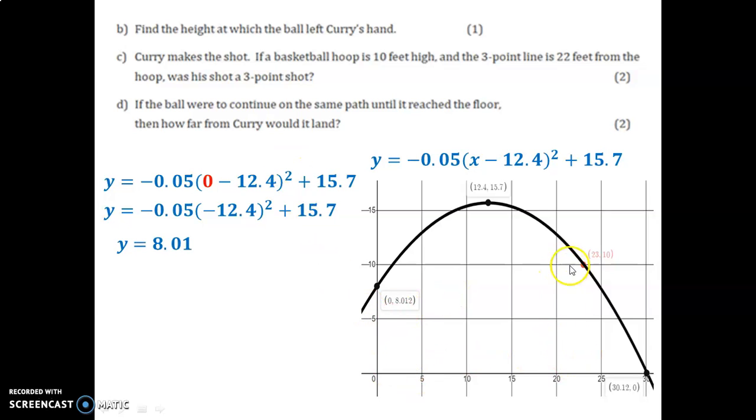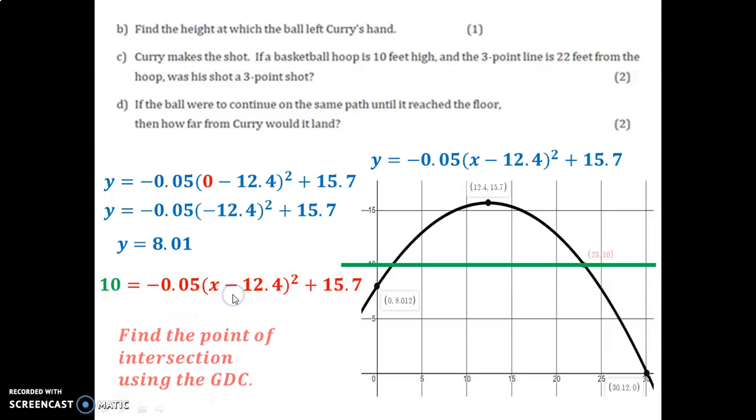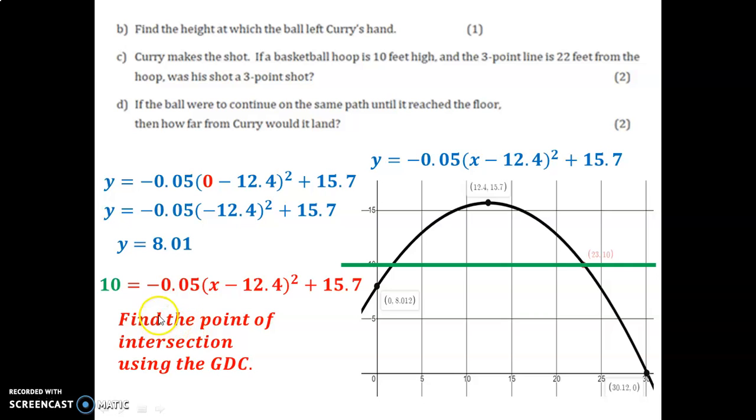distance 22, basketball hoop 10, we're going to try to see basically if the point (22, 10) exists on this parabola. So what I'm going to do is look for that. Set my equation equal to 10, because that's saying when is the ball that he shoots at a height of 10. So I put 10 in there, and now I'm going to solve this. I can graph on my calculator, graph this parabola, graph y equals 10, and look for those intersection points. When I do that, I find out that one of the points here is (23, 10).